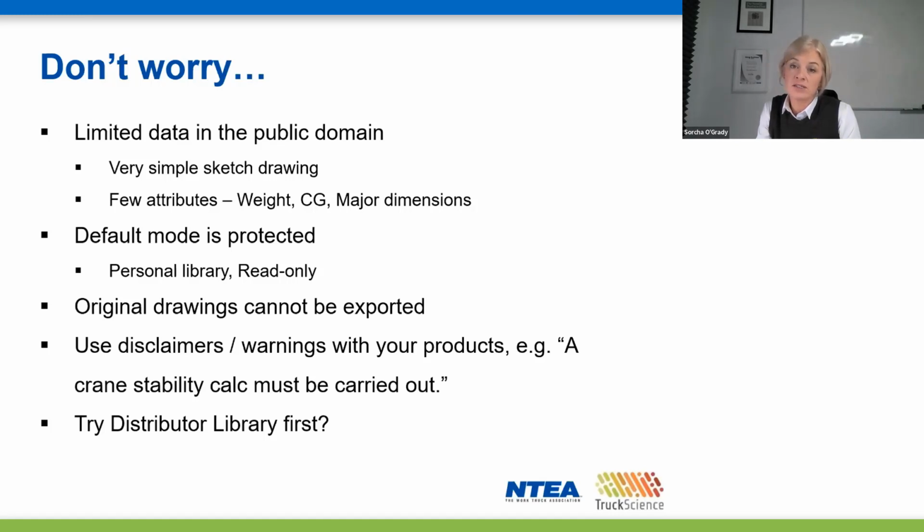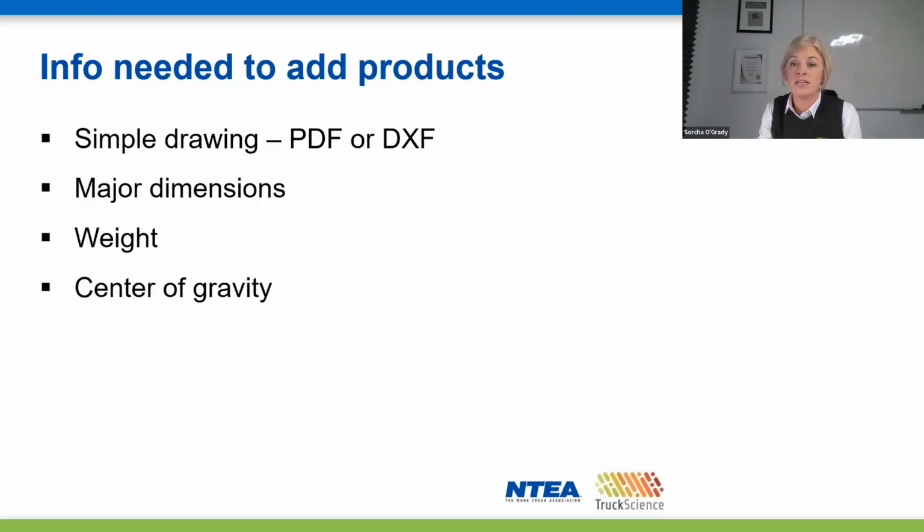So for instance, if you're adding cranes, you can add a disclaimer that a crane stability calculation must be carried out. In general, if there is a concern about making data available to a wider audience, we would recommend that you try starting with the distributor library first, so that you can take it one step at a time and promote to the public library when you have a level of comfort with it.